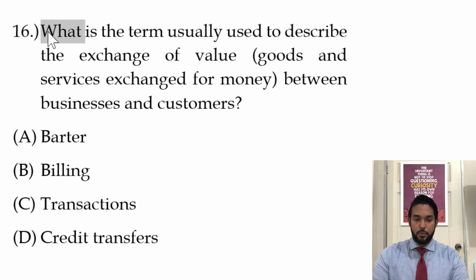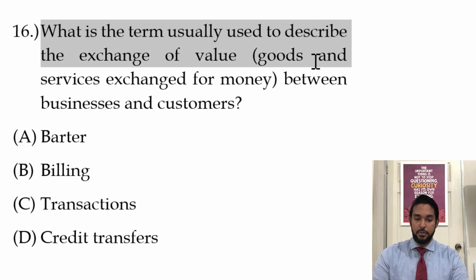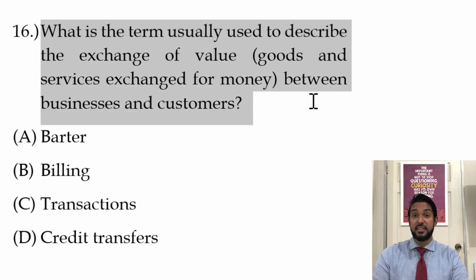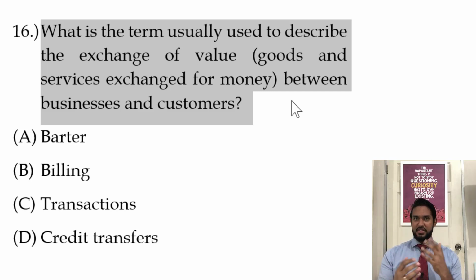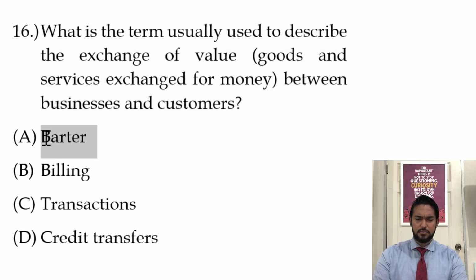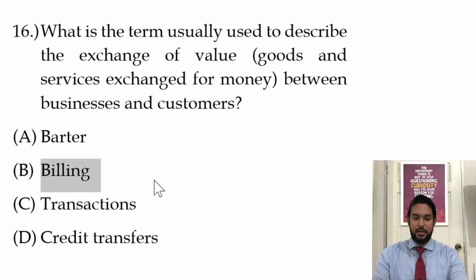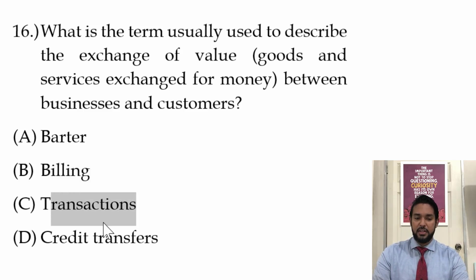Right. So what is the term usually used to describe the exchange of value, goods and services, exchange of money between businesses and customers? So when customers and businesses exchange goods, services, and money for said goods and services, it's a transaction. Let's see, barter. Well, barter is when you exchange goods and services for goods and services, but it says for money. All right, billing. Well, billing lets you know how much money you owe an entity for goods and services delivered or rendered. Transactions. Yeah, I think that might be the best answer.